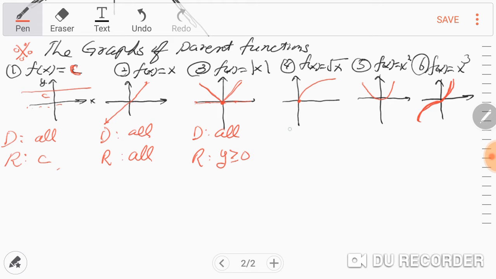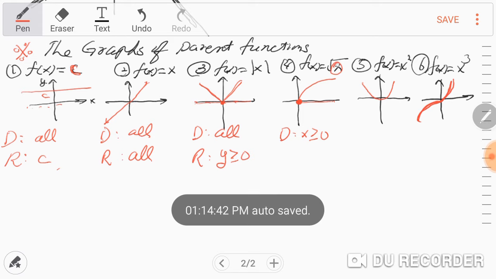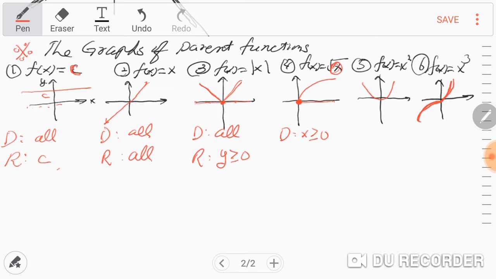How about square root of x? The domain is the x values. The minimum x value is 0 and going all the way to the right. So the domain is greater than or equal to 0. Do you remember the restriction? For the domain, we get the x values, input values, from inside the square root, so the inside of the square root must be greater than or equal to 0. How about the range? The range is the y value. The minimum y value is also 0, so y is greater than or equal to 0. So the range is greater than or equal to 0.